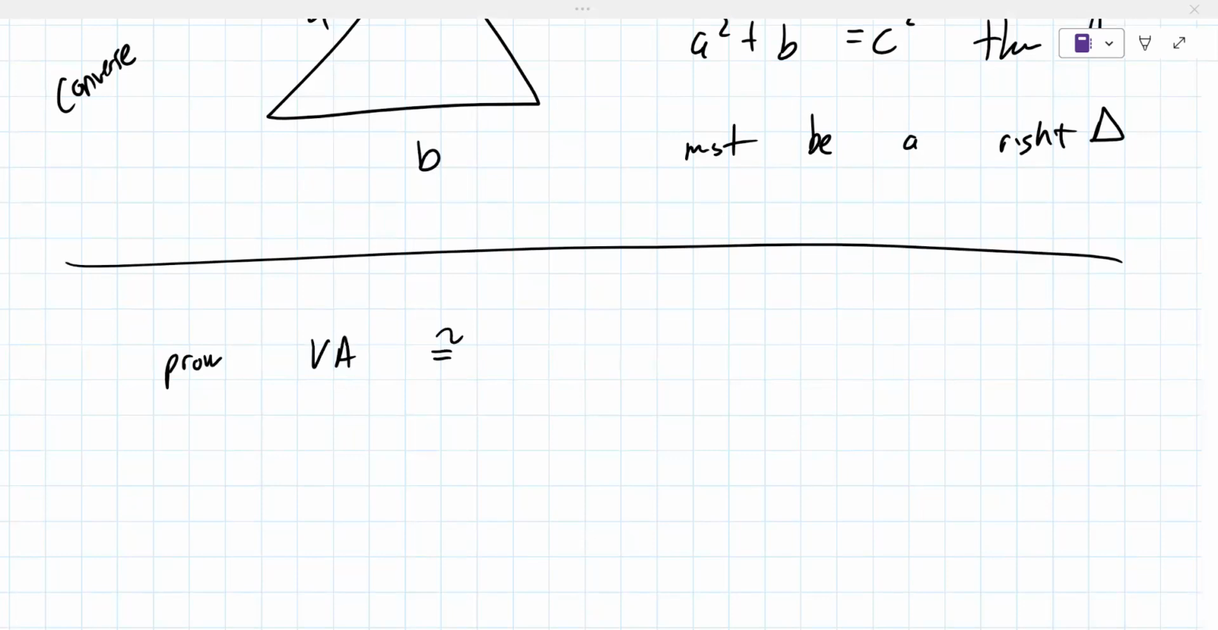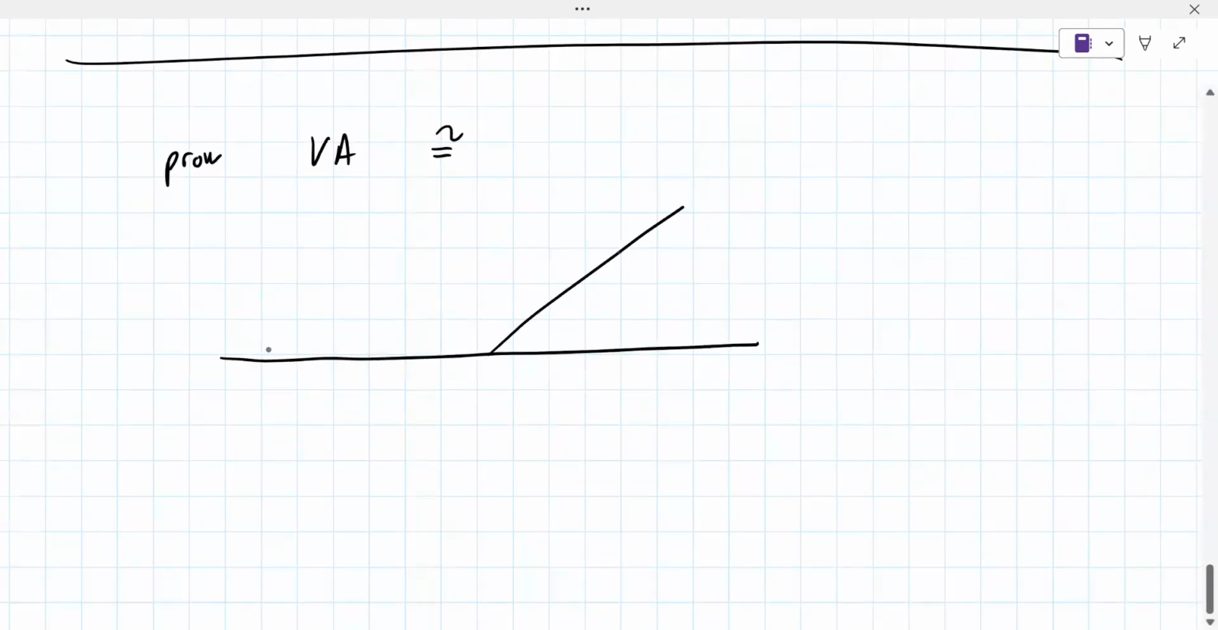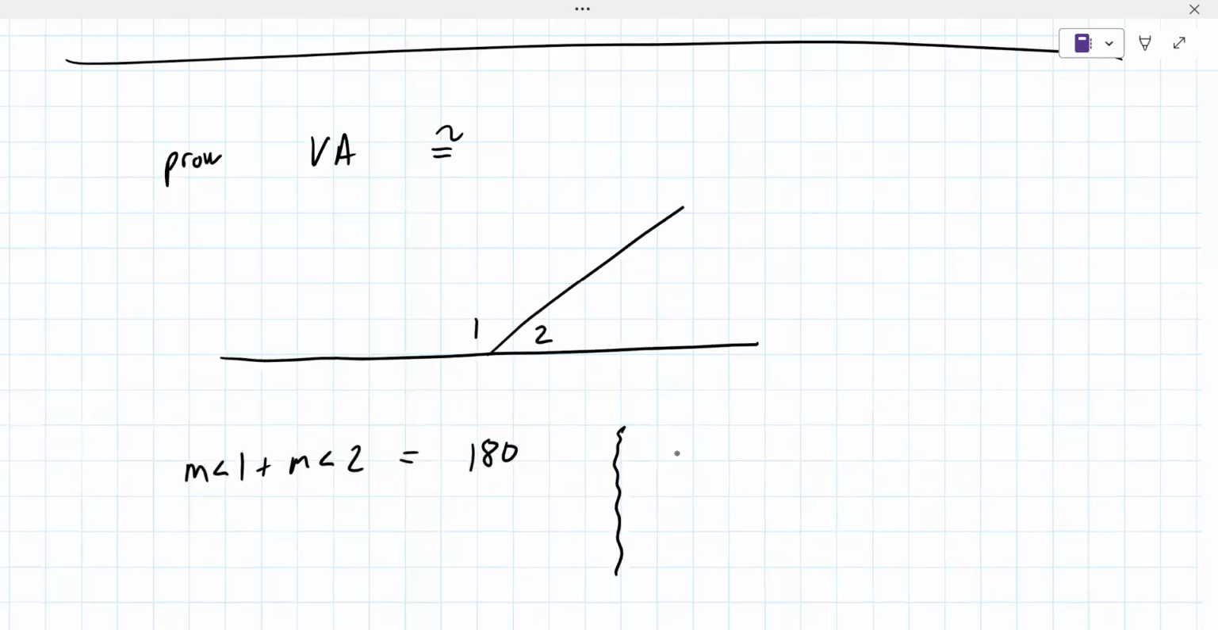I mean, this is a thing that is almost always just given. You just accept it. But the way that I believe this works is, let's start with angles 1 and 2. So we know that the measure of angle 1 plus the measure of angle 2 equals 180. Why is that? What allows that? Do you remember what allows that to be true?